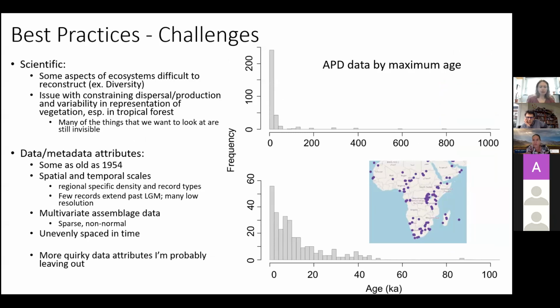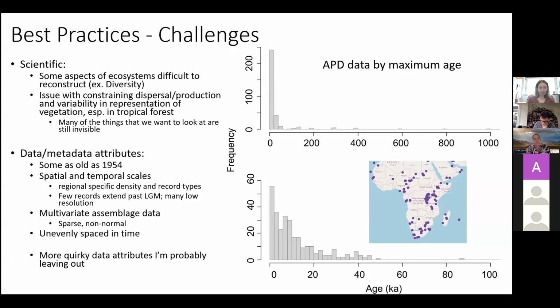And there are of course issues with constraining things like dispersal and pollen production, as well as variability in the representation of vegetation in different biomes, especially in places where there are a lot of insect-pollinated plants like the tropical forest. So there's a lot of things that we want to look at that are maybe still invisible. So we have to leverage the things that we can do.